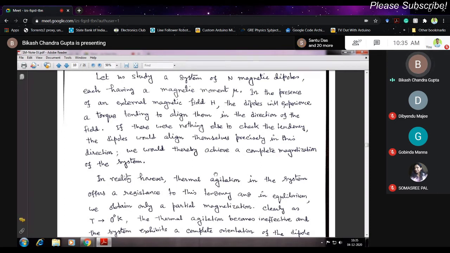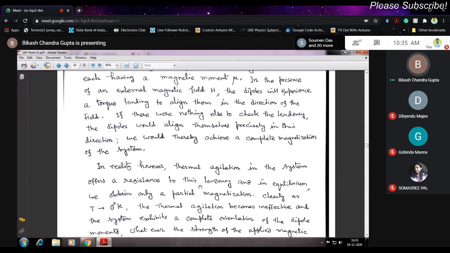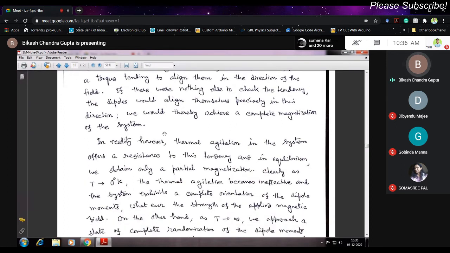To have a complete magnetization of a material, you have to apply a substantial amount of magnetic field, so that all the particles are aligned in a particular direction of the magnetic field. So what is going to hinder the motion of these dipole moments towards the magnetic field? That is what I'm saying: in reality, however, the thermal agitation in the system offers a resistance to this tendency, and in equilibrium we obtain only a partial magnetization.